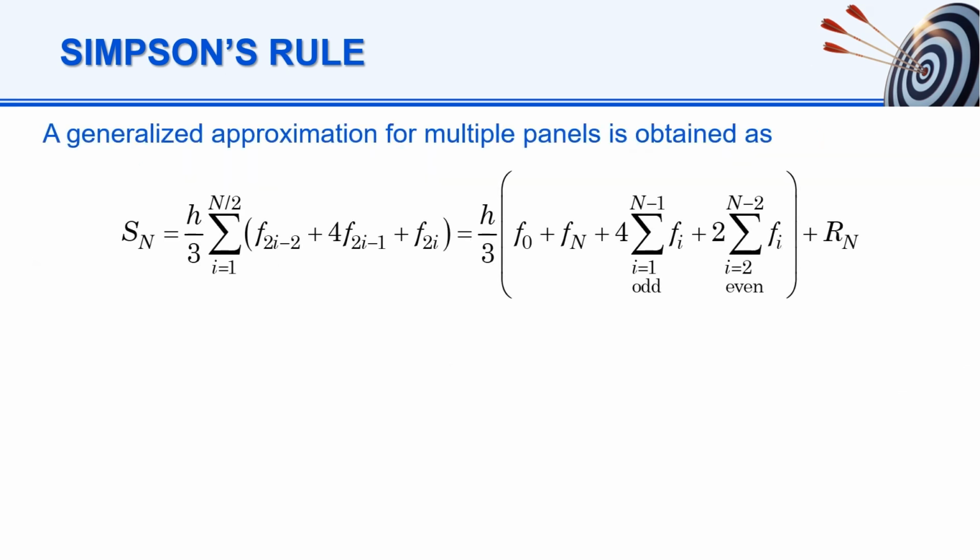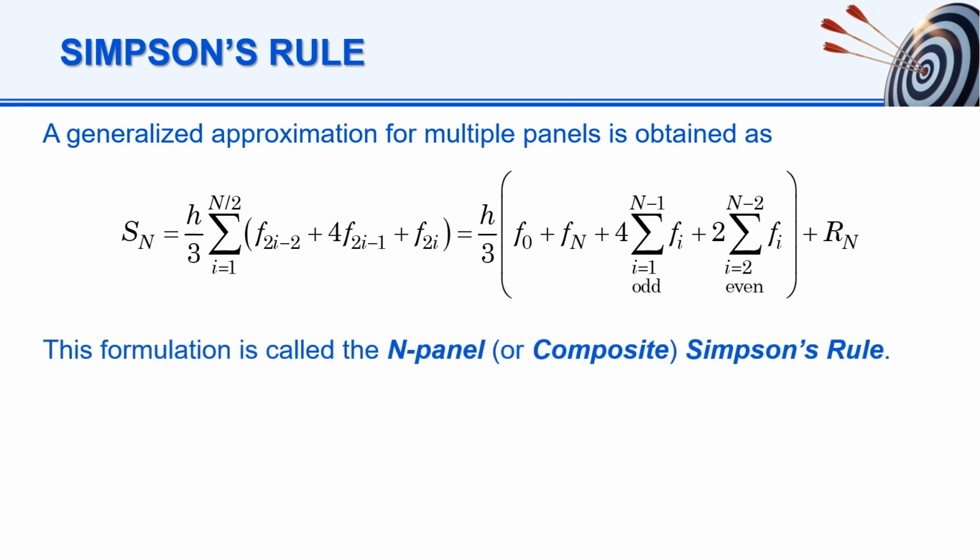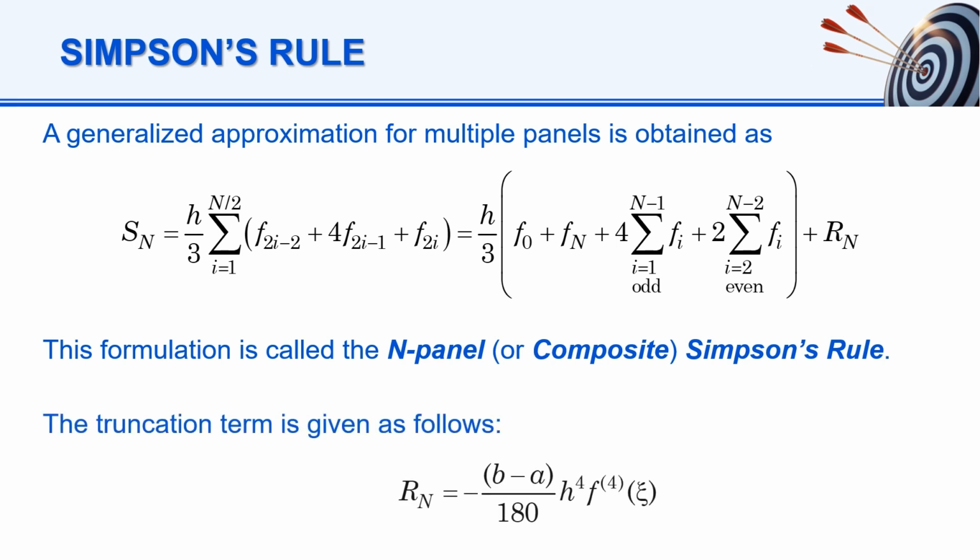A generalized approximation for multiple panels is obtained as follows. This formulation is called the n-panel or composite Simpson's rule. The global or truncation error term is given by the following expression.